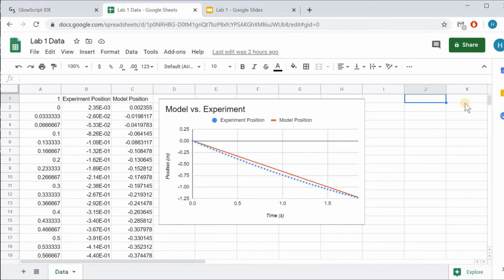Using the data collected from Tracker and GlowScript, I created a line chart on a spreadsheet to compare. Based on the graph, the model position is a straight line showing a constant slope, meaning constant velocity, while the experiment position also looks approximately linear with constant velocity.